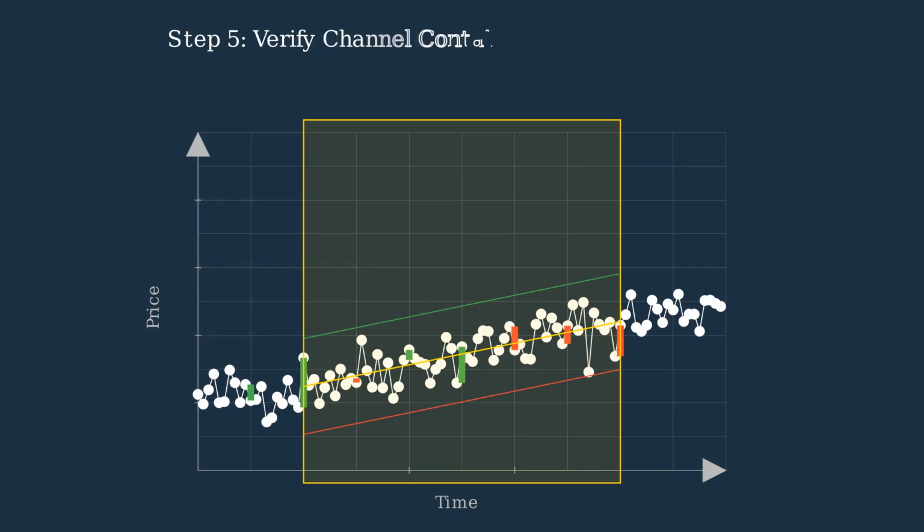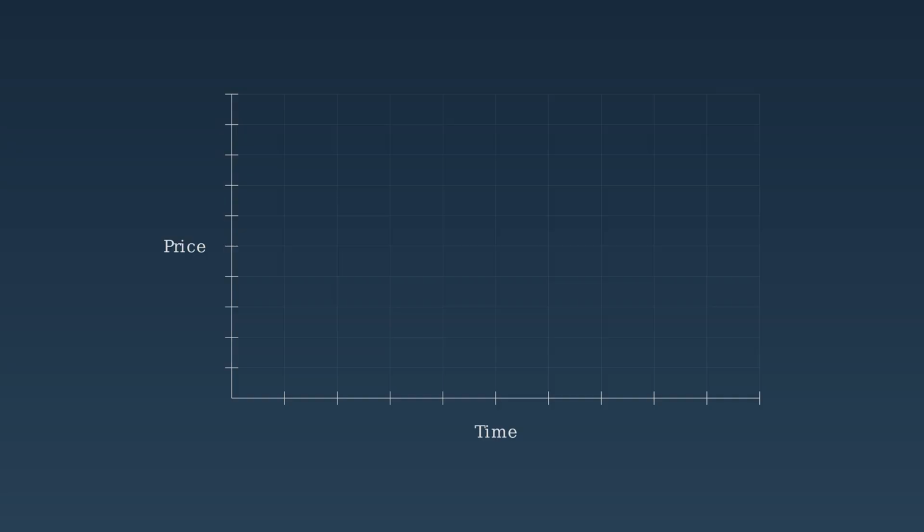The resulting channel should contain approximately 95% of price action when using the standard 2 standard deviation setting. You can visually verify this by checking how many price points fall within your channel. This completes the setup of your linear regression channel, which can now be used to analyze price movements and develop trading strategies. Trading channel bounces is one of the most effective strategies when using linear regression channels.